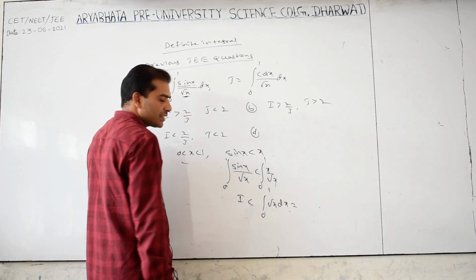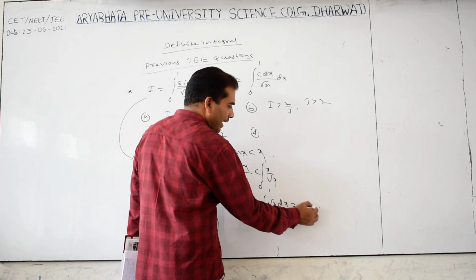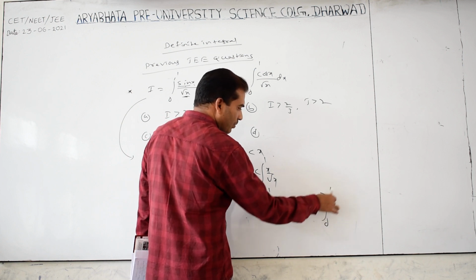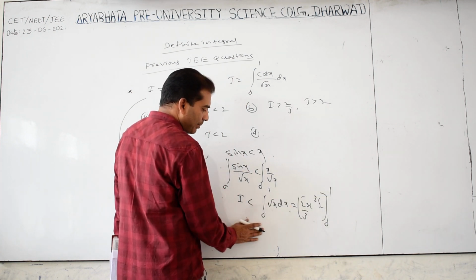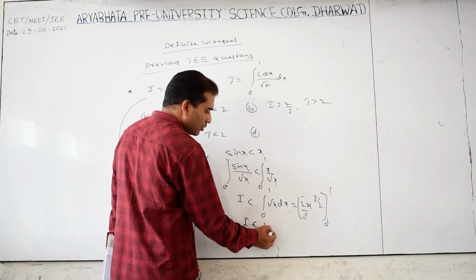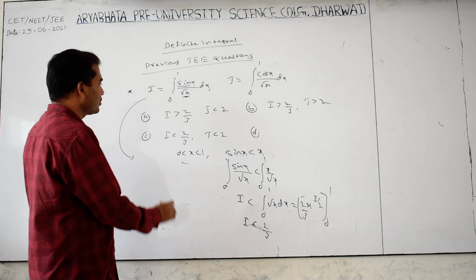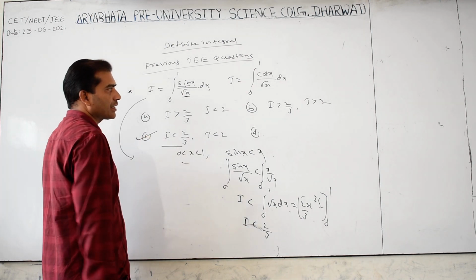The integration of root x is x power 3 by 2 divided by 3 by 2, that is 2 by 3, with limits 0 to 1. Apply the upper limit and lower limit, I is less than 2 by 3. So I is less than 2 by 3, this option is correct.